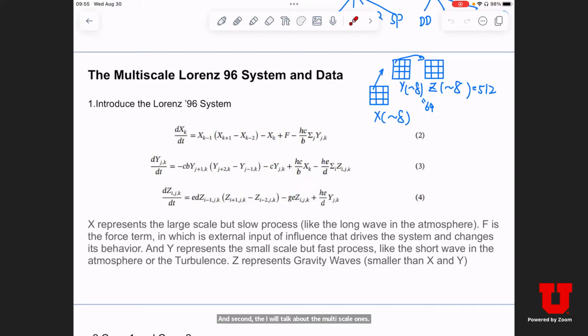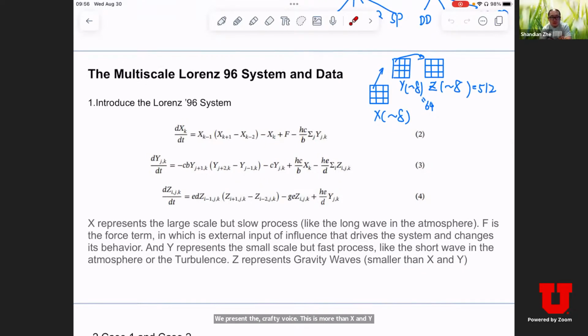The Lorenz 96 system is represented by these 3 equations. They are all originally differential equations. The first one computes the largest scale X, which is like some wind, also called the long wave in the atmosphere. And F is the forcing term, which is the chaos in the atmosphere. They also have the Y scales, the small scales, like the shock wave in the atmosphere, or turbulence. And they also have Z, which represents the smallest scales, the gravity waves, which are smaller than X and Y.